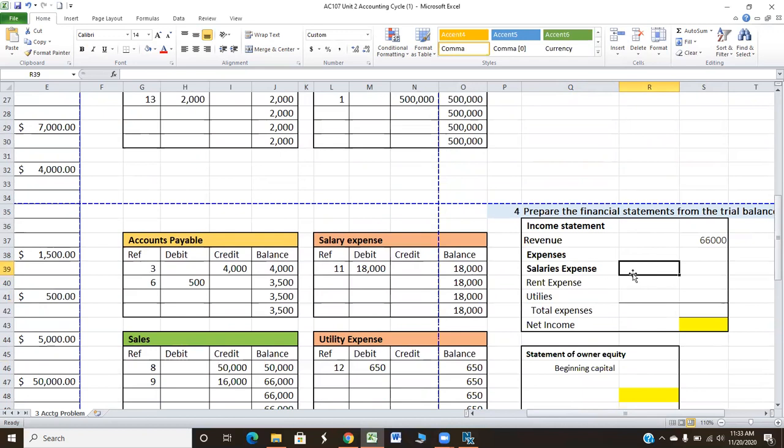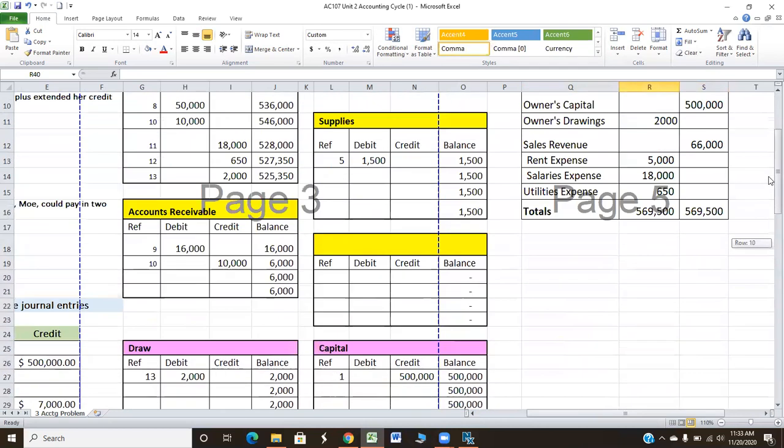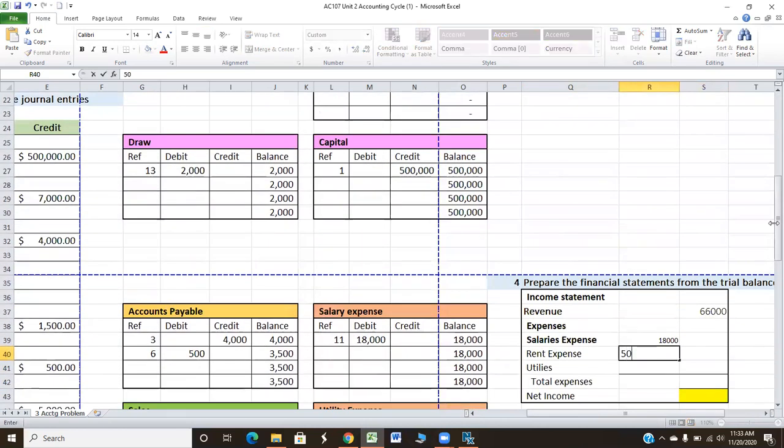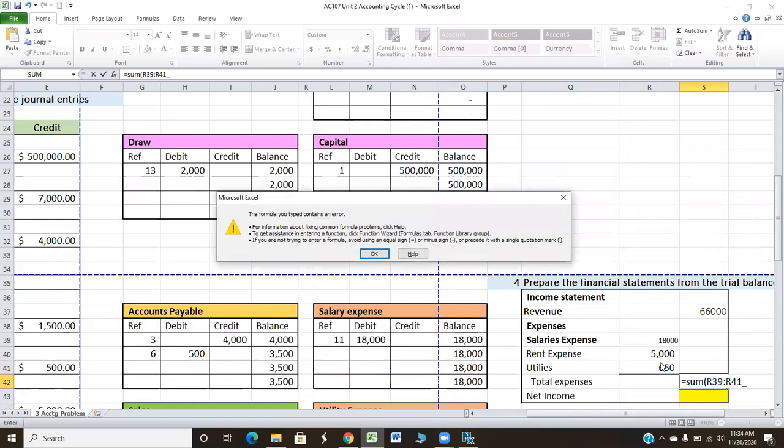All right, so whenever you have multiple, you put it in the left column, and then you total it in the right column. So salaries were 18,000. See, we have another blank cell. So I'm just going to go up here. I don't know why it's built like that. I'm just going to hit normal. Rent expense was, I'm not going to be lazy. I'm just going to go look. I was almost lazy. $5,000. And then utilities were $650. So your total expenses, now you have to do your own formula. It's just the sum of all your expenses. Okay, I hit the wrong button.